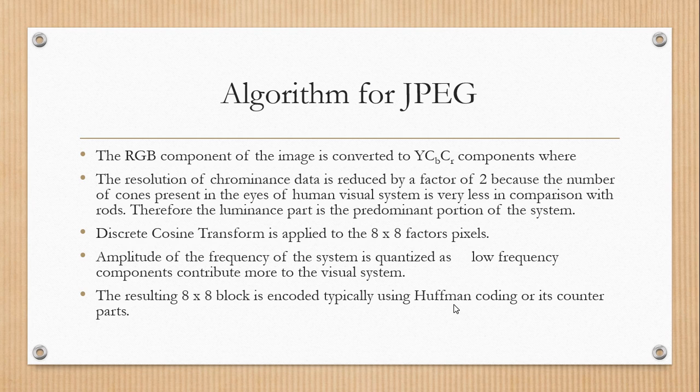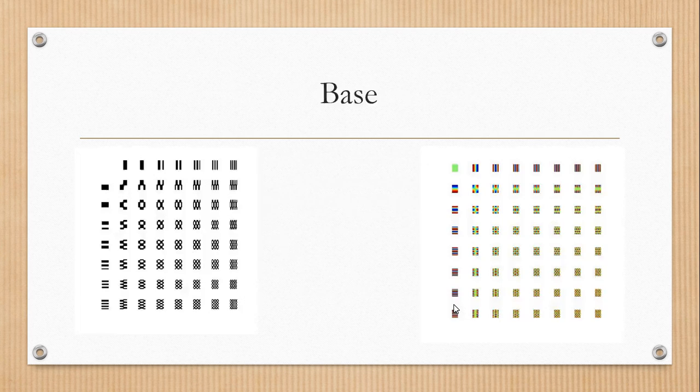The resulting 8 by 8 block is then coded in a zigzag manner, thereby obtaining a 1D array. The 1D array is then encoded using Huffman coding or its counterparts like scalar coding, arithmetic coding, or run length coding. This is the base of the image. It gets zigzagged. This is the most important. Then it goes here, then it goes here. It goes in that zigzag manner.